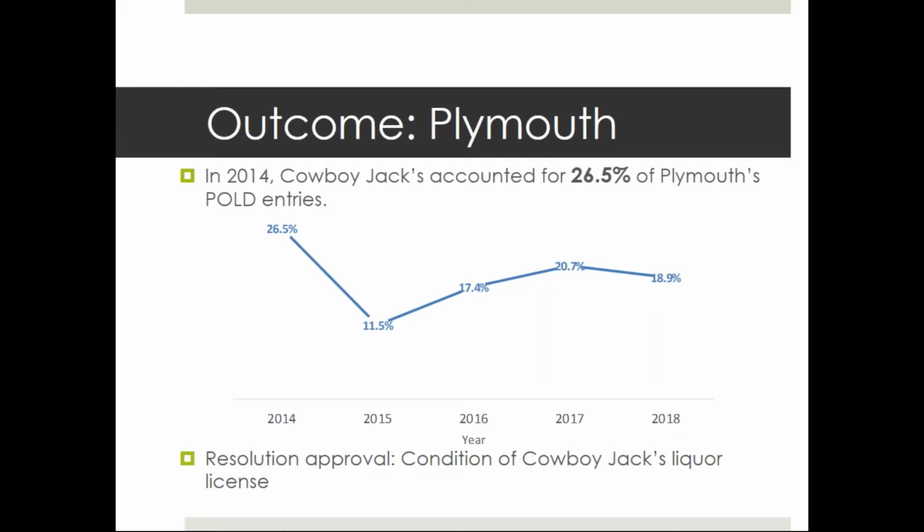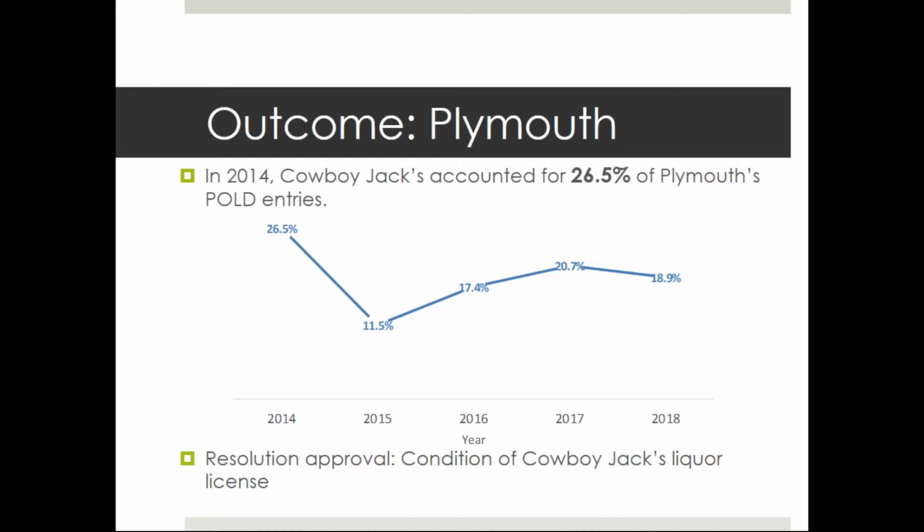And each time we would give them this information, Cowboy Jack's would say, oh, there's no way. That wasn't our place. We weren't serving anybody like that last night. So they poo-pooed it for the first few months. We continued going through a process of notifying them about issues. But in January 2015, their liquor license came up for renewal. We're a local control state, which means alcohol licenses are issued by the city council or our county board. So in Plymouth, Cowboy Jack's had to go before the city council.